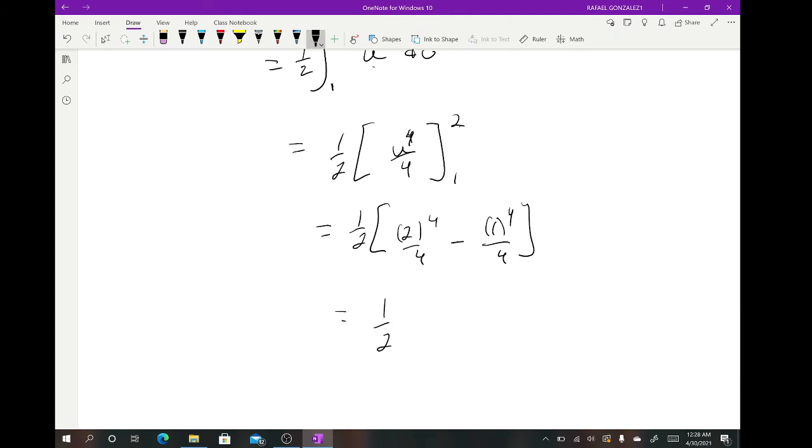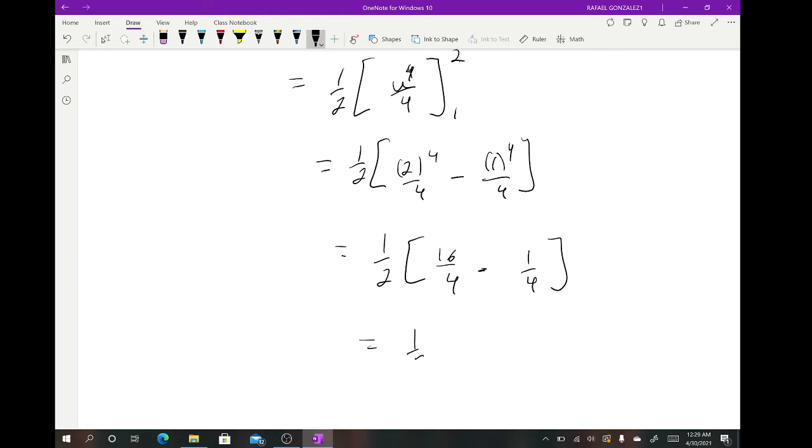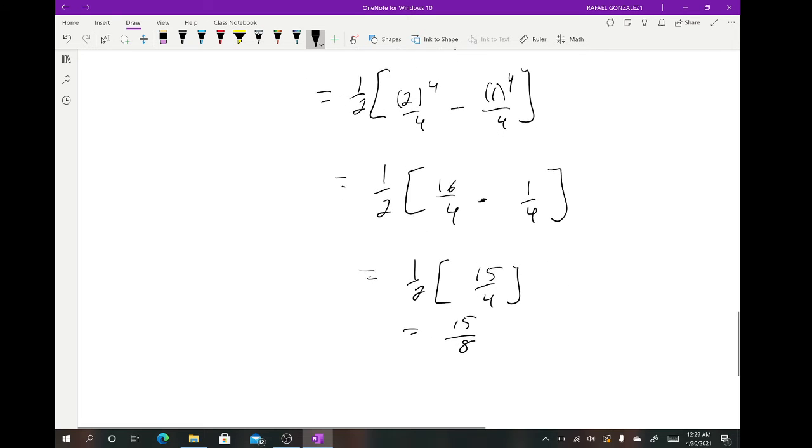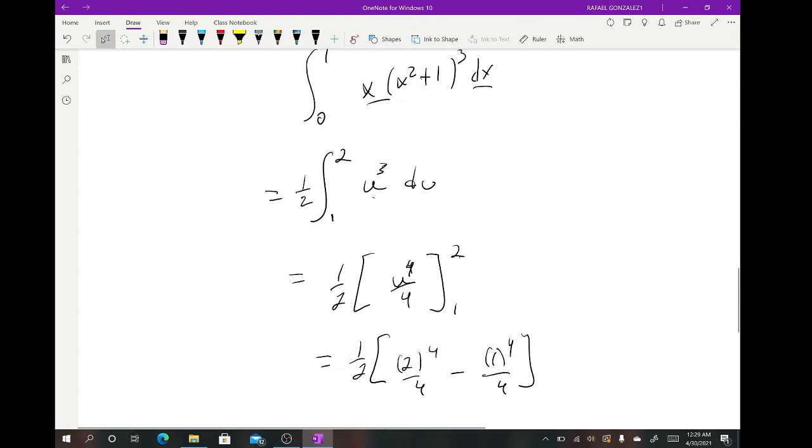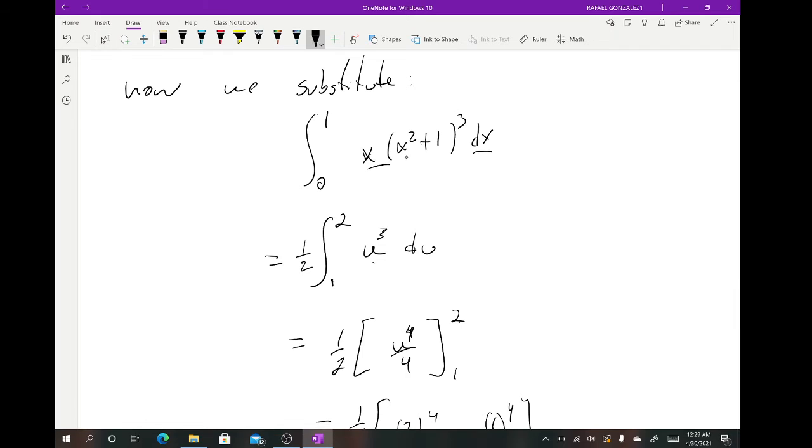So this is equal to 1 over 2 times 2 to the 4, I believe that that's 16 over 4 minus 1/4. So this is going to be equal to 1/2 times 15 over 4, which is equal to 15 over 8. So we have that our solution is 15 over 8. Notice that I did not have to substitute back for x. In fact, if you were to substitute back for x, you'd get the exact same solution.